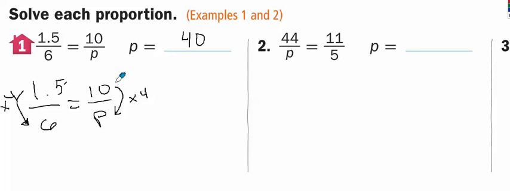It's the same exact answer. It's just our method's a little bit different. Take a look at number 2. If I look at number 2, I see that 44 is to p as 11 is to 5.